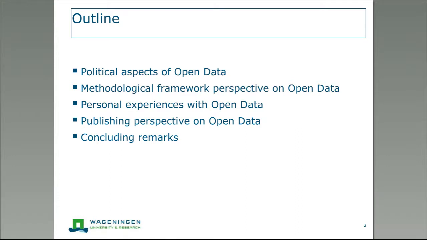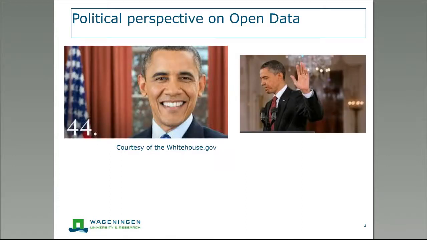Let me first go to the political aspects. Why is open data such a topic now? You see here a picture of President Obama. The reason for showing him is that when starting his presidency, he moved quite a lot of people from Silicon Valley to the White House as part of his team. These people also focused on how we can increase innovation, and how we can increase innovation through transparency. And then they thought of open data.